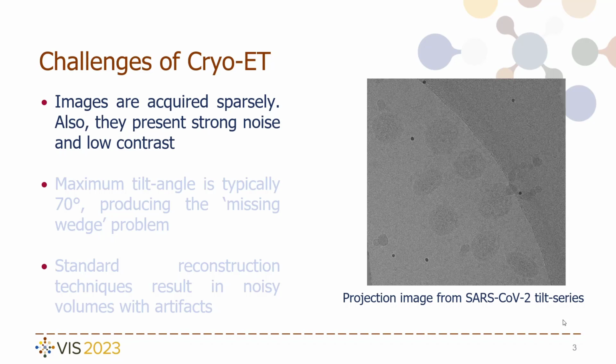First, in order to avoid sample damage, total beam exposure must be minimized. For this reason, images are taken sparsely and with low beam intensity, producing tilt series with few projection images which are noisy and with low contrast, like the one on the slide.